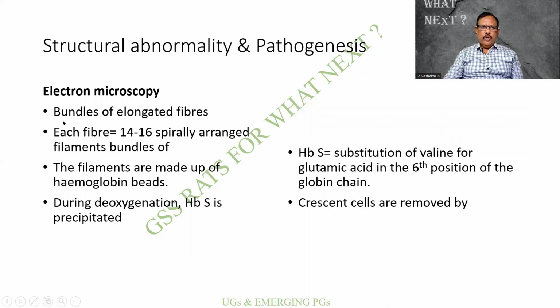The electron microscopy will be showing bundles of elongated fibers which are getting spirally arranged. And these filaments are made up of hemoglobin beads and they get precipitated during deoxygenation. And this is the change and this is the crescent that is being formed. They are being removed by hemolysis. That is why the patient develops an anemia.